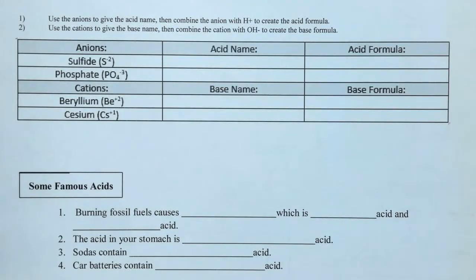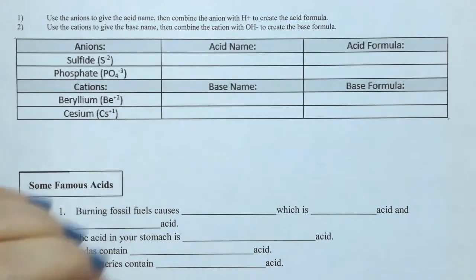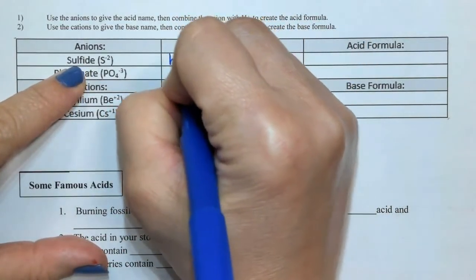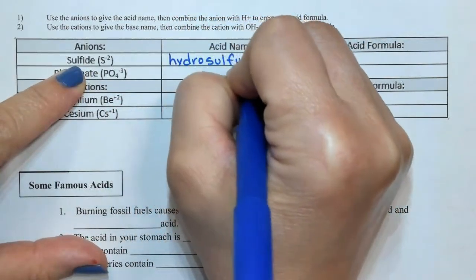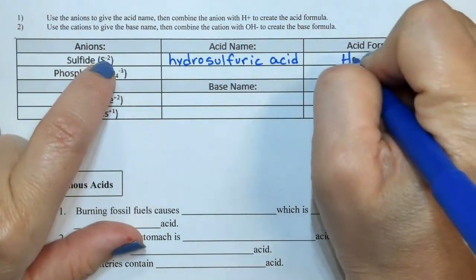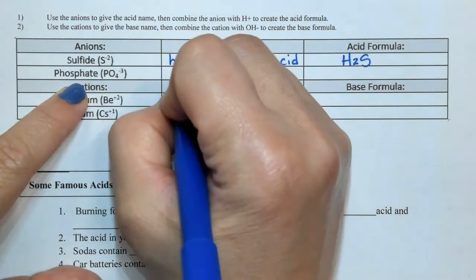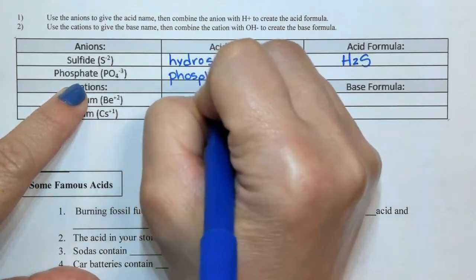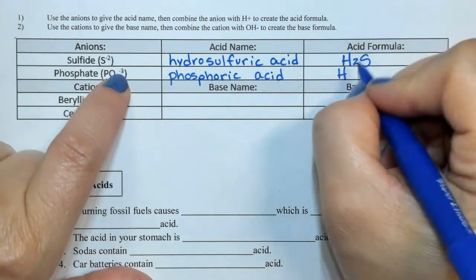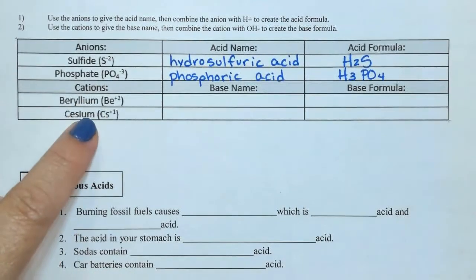Now you can pause the video and practice writing the acid and base names and acid and base formulas for these. Unpause the video and then watch the answers. Because this is sulfide, its name is hydrosulfuric acid. The formula is going to be H, that -2 puts a 2 here, and then I'll put the S. Phosphate ends in ate, so it's going to be phosphoric acid. Then I put a big H in front because there's a -3 charge. I need a subscript of 3, and then I'll write the PO4 as the rest of it.